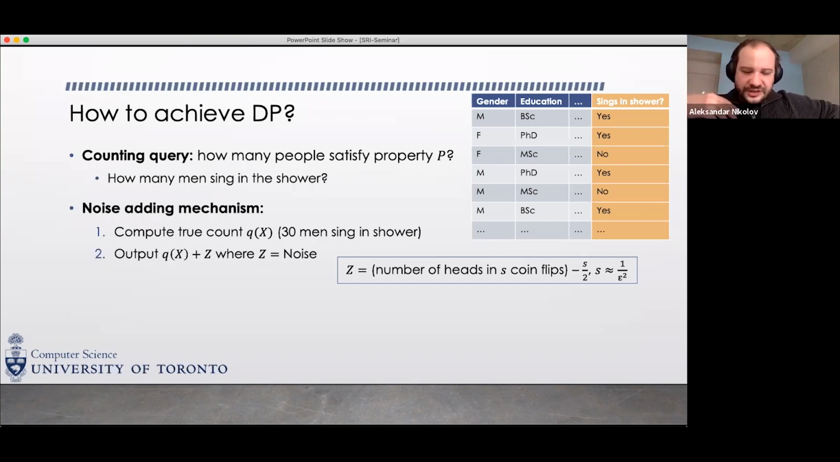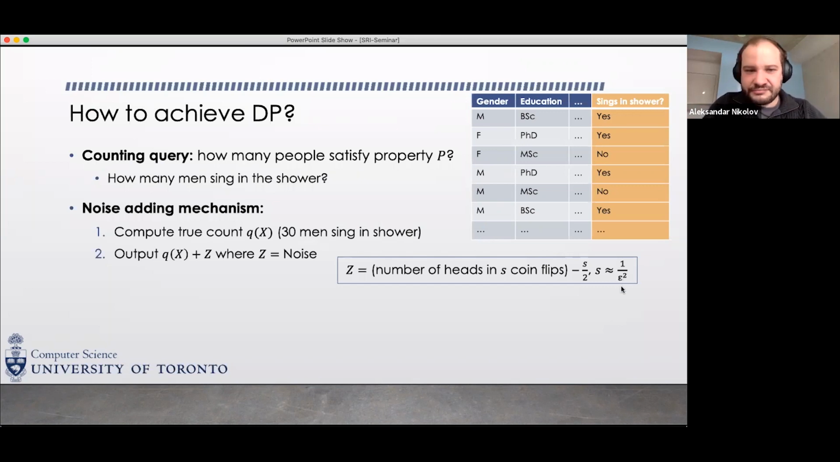One thing you can do is flip S random coins, okay? And calculate how many times you get heads, and subtract from that how many heads you should get on average, which is S over 2, right? So on average, every other coin should give you heads. Okay, and now you take this random number, the number of heads in S coin flips minus S over 2, and that's your noise. You add that noise to the true count.